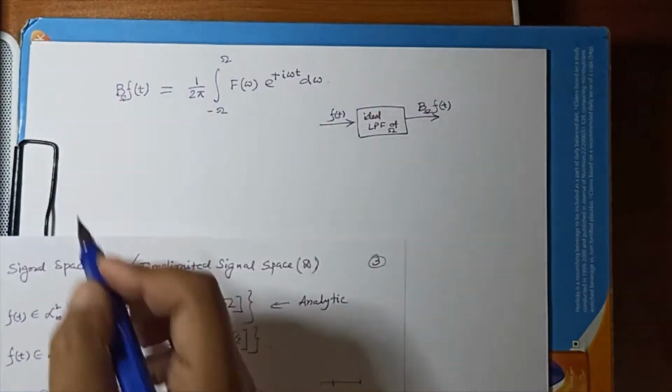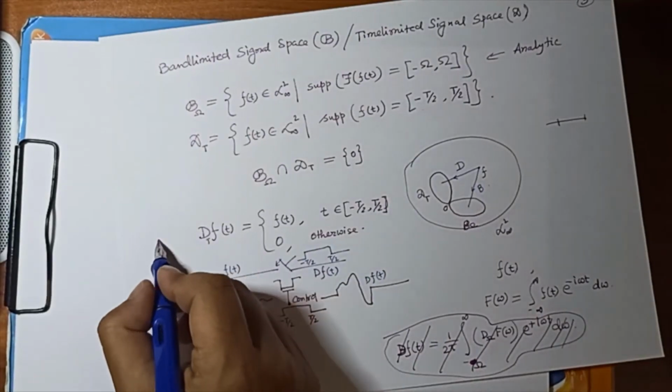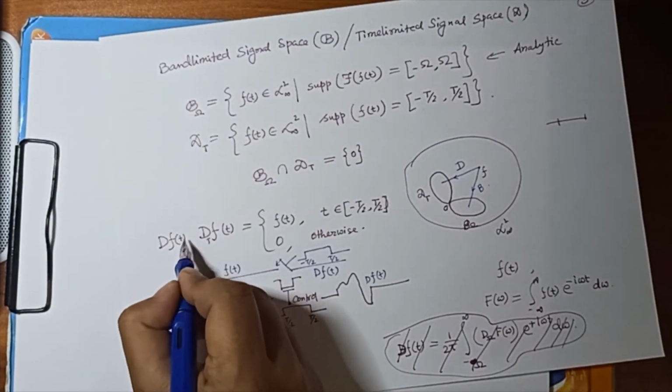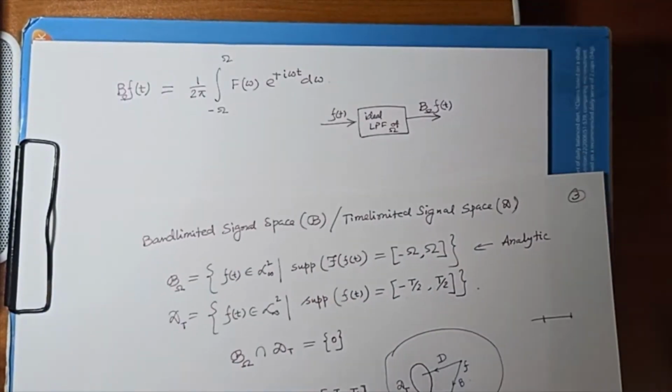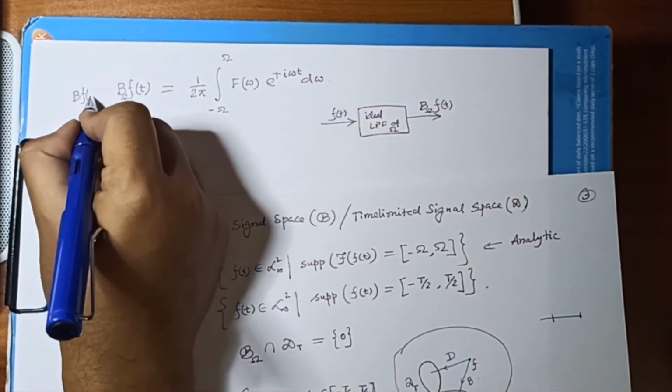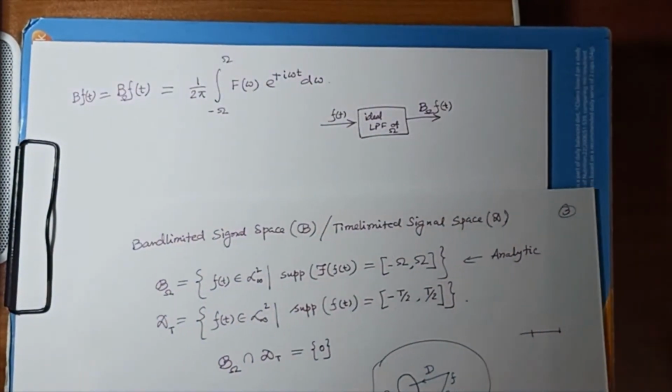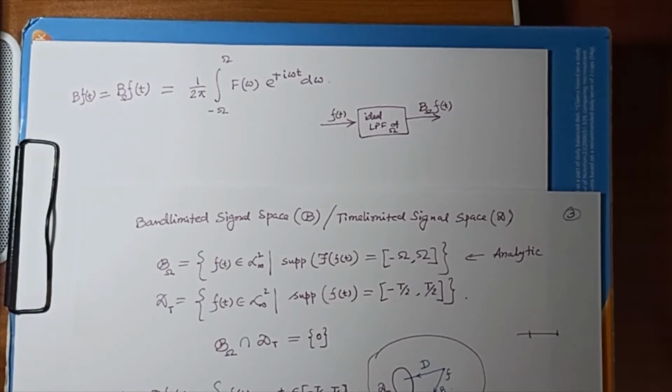Yeah, I can write this B omega. Like everywhere else we will use only Df(t), it is understood that D is D of T. Similarly, we will write only Bf(t). B is basically B omega. That is understood if not specified otherwise.